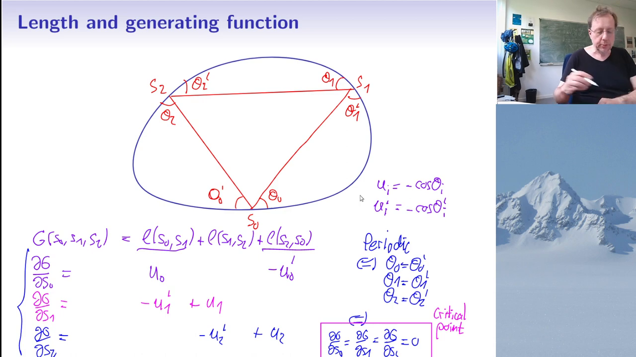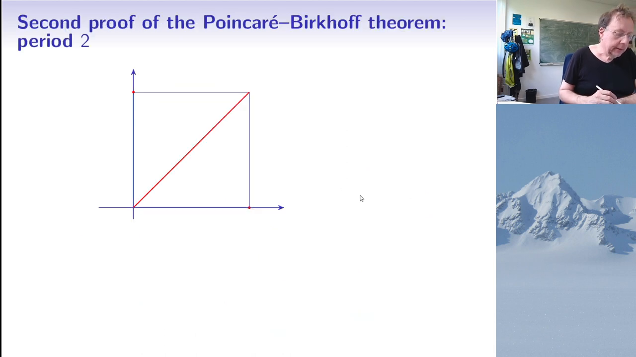So (S0, S1, S2) is a critical point of G. Now, a critical point could be a maximum, it could be a minimum, but it can also be something else, and we are going to see what. So now let me give you a proof of the Poincaré-Birkhoff theorem for period 2.